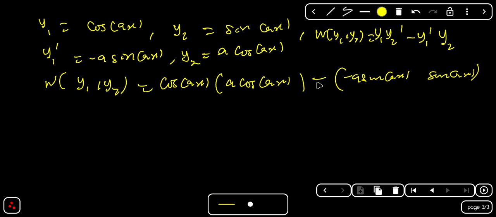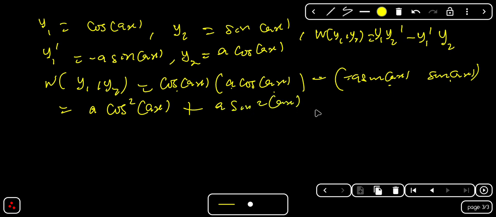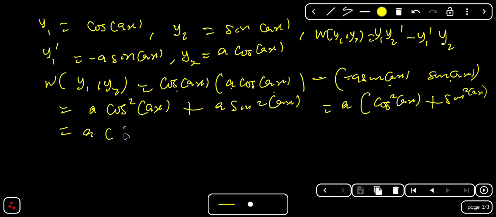Now, negative multiplied by negative gives positive. So cos ax multiplied by cos ax gives cos square ax, multiplied by a, so we have a cos square ax, plus sine ax multiplied by sine ax, multiplied by a, gives a sine square ax. We can factor out a because it's common. So we have a times cos square ax plus sine square ax. Remember that cos square ax plus sine square ax gives 1. Then we have a multiplied by 1, which is equal to a.